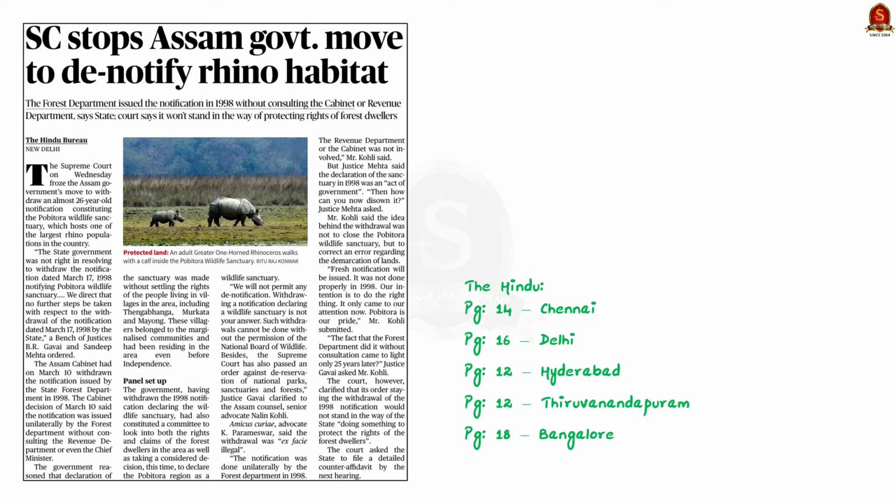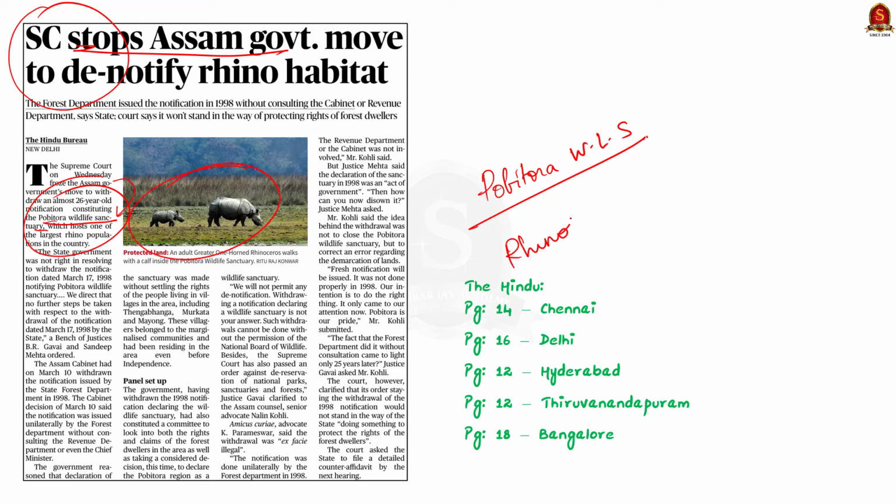Look at this article. The Supreme Court on Wednesday froze the Assam government's move to withdraw the 26-year-old notification constituting the Pobitora Wildlife Sanctuary. See, the Assam government was about to denotify the Pobitora Wildlife Sanctuary, but the Supreme Court intervened and stopped this attempt because the Pobitora Wildlife Sanctuary is very important for India as it has the largest rhino population in the country. So in this backdrop, let us understand the process of notifying the protected areas and important protected areas in Assam.